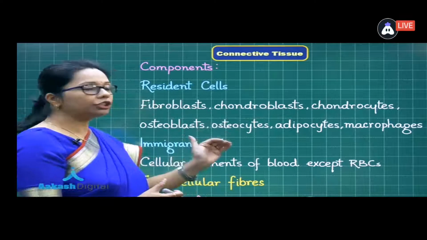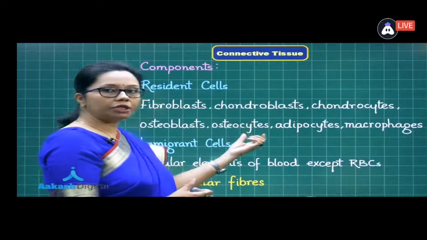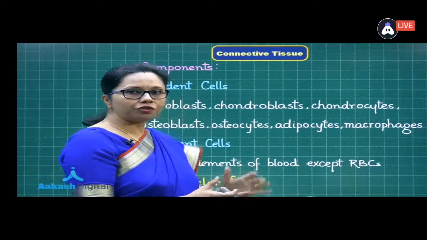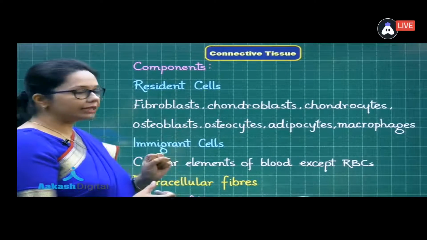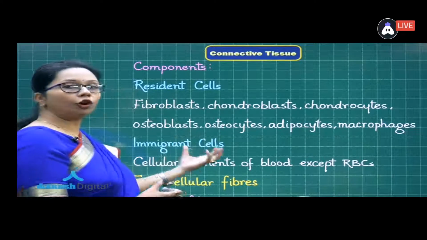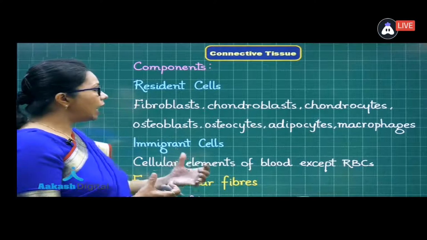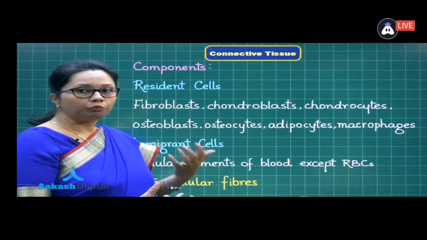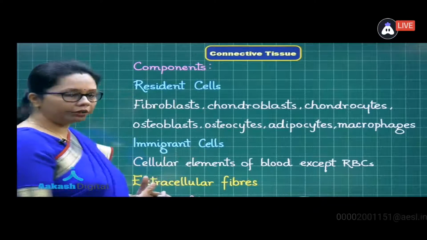Osteoblasts and osteocytes are bone cells; osteoblasts are immature cells while osteocytes are the mature cells. Adipocytes are the fat cells. Macrophages are phagocytic cells. So these are some of the important resident cells which we will find in the connective tissue. And immigrant cells, of course, are the ones coming from the blood, so these are the various types of WBCs. RBCs cannot leave the capillaries unless the capillary is punctured, so that won't be counted here. The rest of the other blood cells can be taken up.